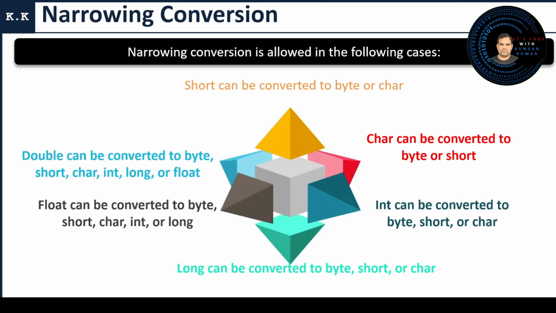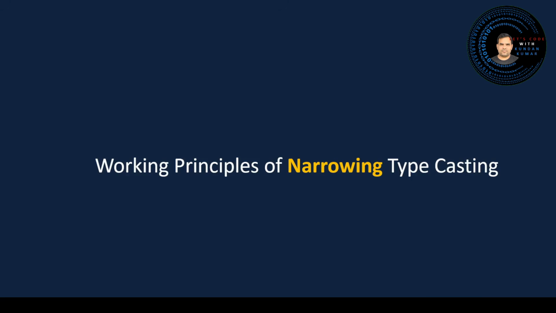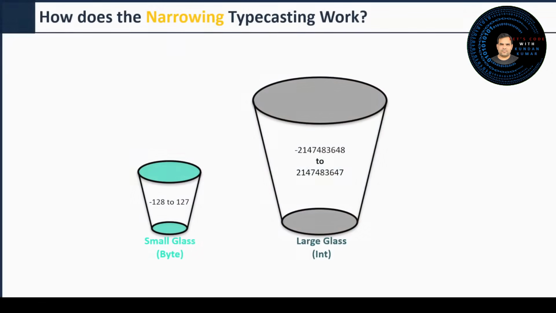To understand this one, let me show you an analogy: the working principle of narrowing typecasting. Let me take a glass of water. I am taking a similar glass here. One is a byte, one is an integer type. Integer means bigger size. This is a range, meaning in this integer type glass, this range of data can be accommodated. And this is a byte glass, meaning this range of data can be accommodated.